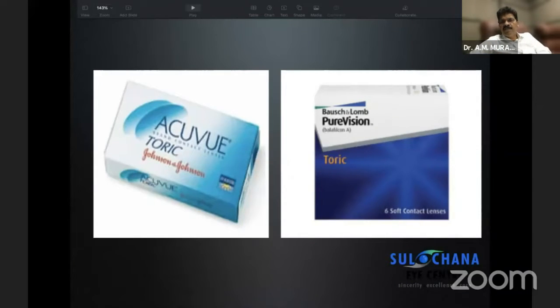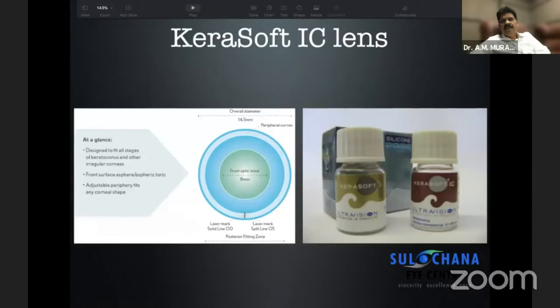You may actually choose a soft toric lens over an RGP lens, because RGP lenses have their own drawbacks in the form of discomfort and intolerance to use. So in the early stages of keratoconus, it may not be a bad idea to try toric soft contact lenses. But as the condition advances, as I said, you may have to depend upon more specialized lenses.